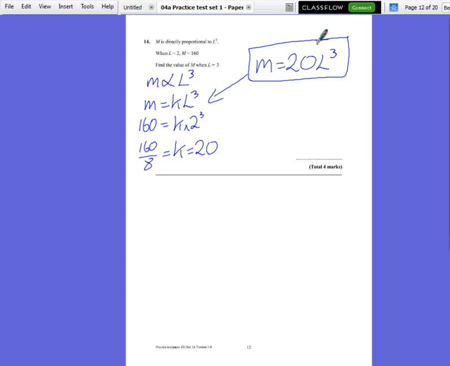Once we've got that, we can use that to work out any values that we want. So if L is 3, we've got to work out M. We'll just do 20 times 3 cubed. Well, 3 cubed is 27. So 20 times 27 is 540.